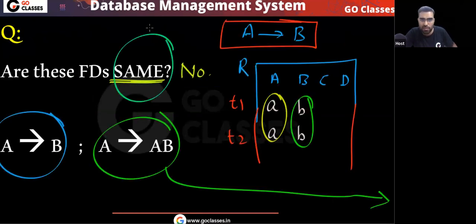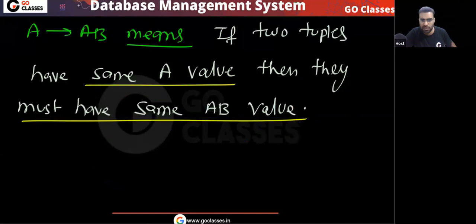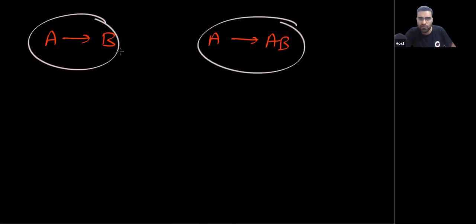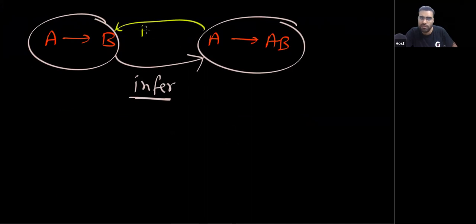These FDs are not same. Yes, from this you can infer this, from this you can infer this. I agree. From this you can infer this, from this you can infer this, but they are not same, they are different. Did you understand the difference? See, A determining B, A determining AB. Notice, from this FD, you can infer this FD. This is called inference. And similarly, from this FD, you can infer this FD. So you can infer, but they are not same.